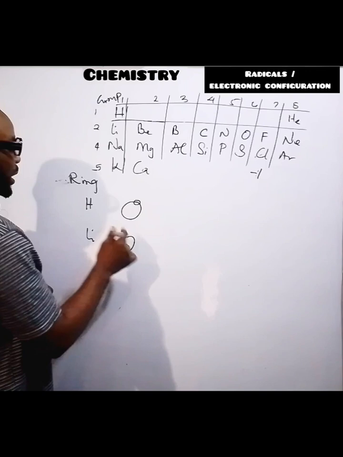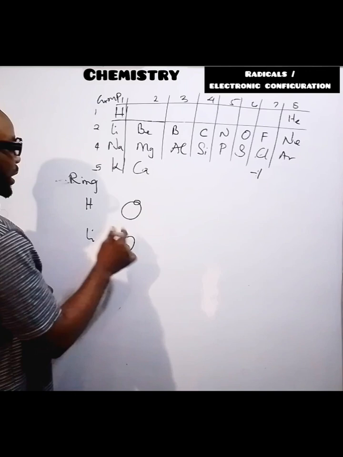1s2, 2s1. You can see it's 2s that is next here. Beryllium, 1s2, 2s2. Boron, 1s2, 2s2. This s orbital has been fully filled again. Then you need to spill to the next one, which is going to be what? 2p1.